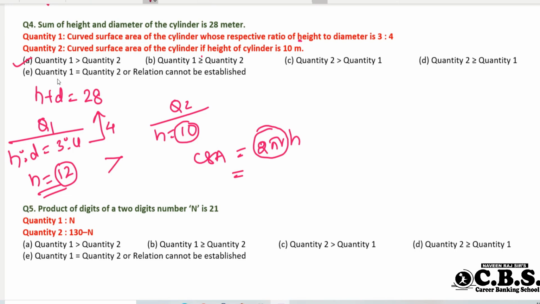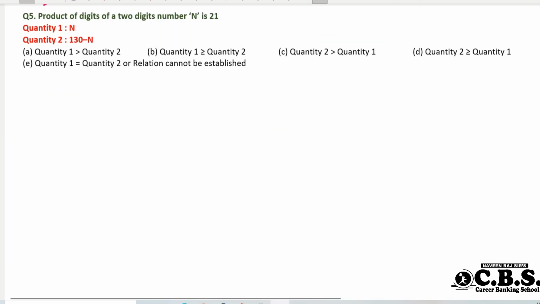Don't try to do the entire question, it is a time-taking process. If you have the patience, you can find the curved surface area of the cylinder for quantity 1 and quantity 2 and check the answer. Obviously one height is 12 and the other is 10. The 12 height gives more CSA and the 10 height gives less CSA. So option A is obviously the right answer. Okay, next question. What is the fifth question?